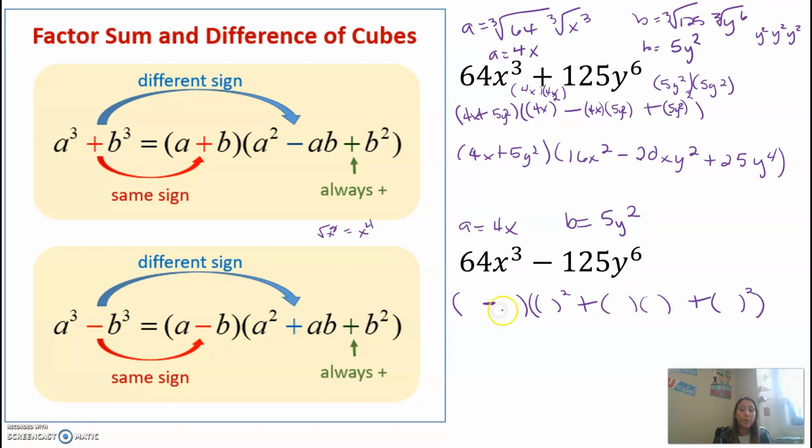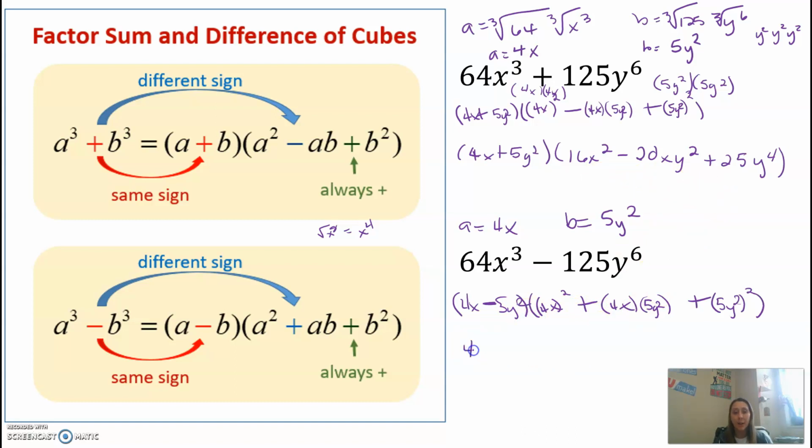Then I'm going to write my a term, my first one, which is 4x. So 4x goes here, and 4x goes right here, and 4x goes here. I've written it 1, 2, 3 times. Now I've got to write my b term, so 5y squared, 5y squared, and 5y squared. So now I just need to simplify this last part, which I can check my answer right here.